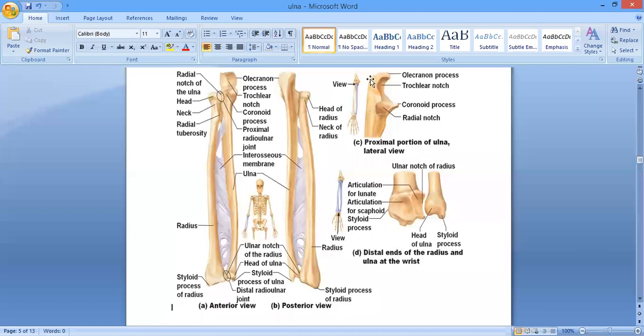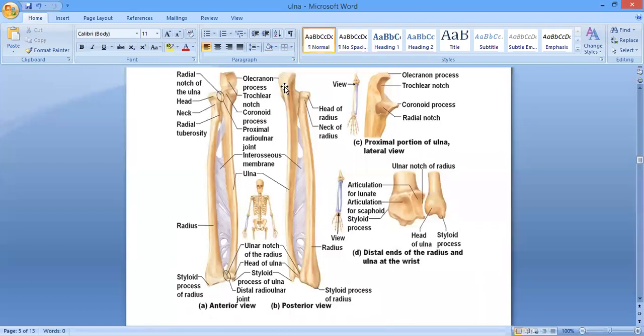Now the posterior surface, over here you can see. The posterior surface is directed backwards, and it forms a triangular area. You can see the triangular area on the posterior surface. Its apex is directed downwards, and this is the base. So it forms the triangular area, and this is a subcutaneous area.